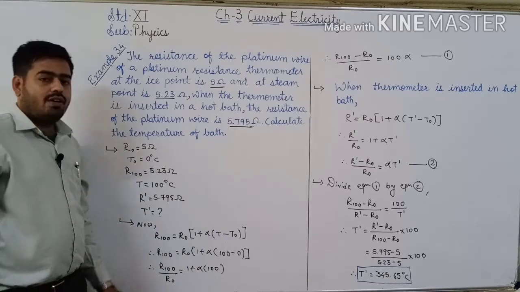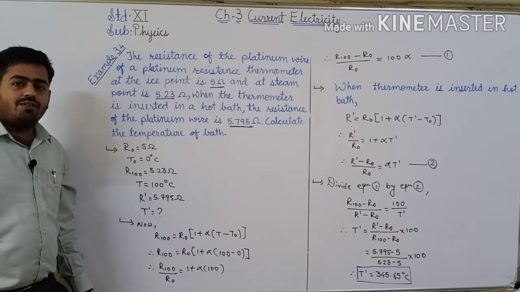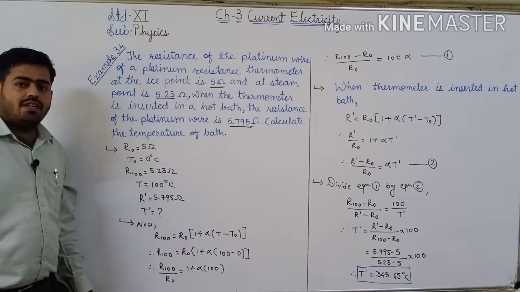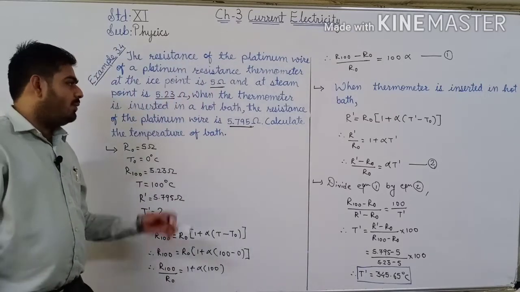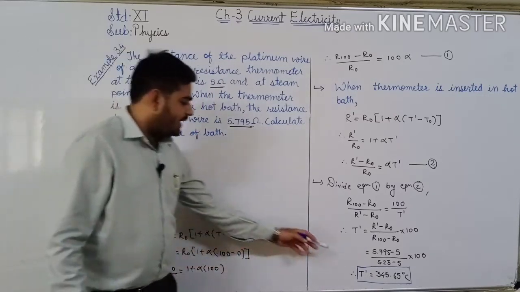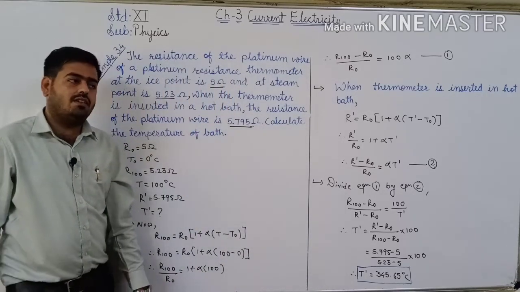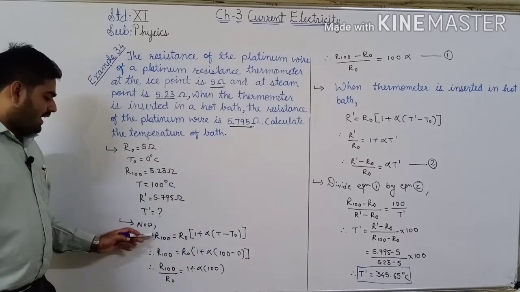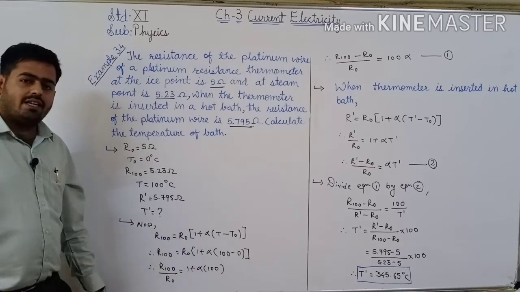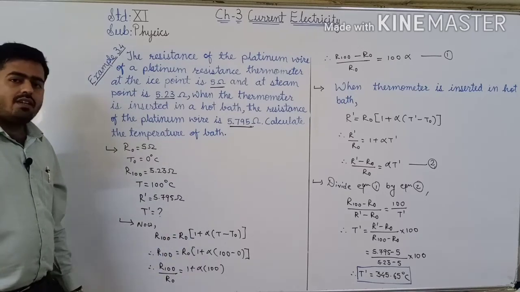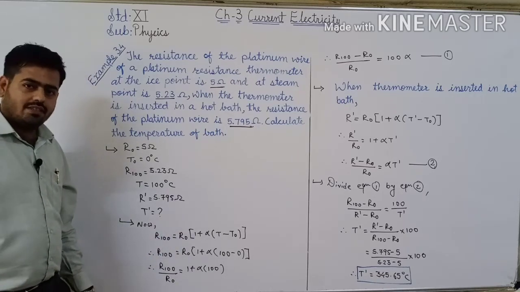In example 3.3, what have we obtained? In that also we have obtained temperature. Here also we have obtained temperature. If the value of resistance is available to us, then we can find the temperature. If the value of temperature is available to us, then we can find the value of resistance. So using this formula, R is equal to R naught into 1 plus alpha into T minus T naught, or rho is equal to rho naught into 1 plus alpha into T minus T naught, we can get the value of resistivity or resistance at different values of temperature.